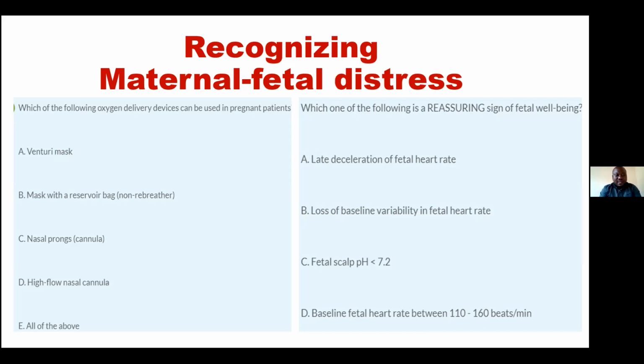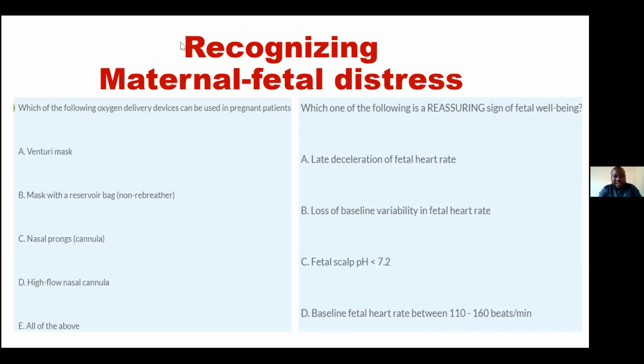The answers for the first question, yes. All oxygen devices here can be used. That has been answered. Fourth question, Francois, wait. We are not yet there, so we are still at the beginning.